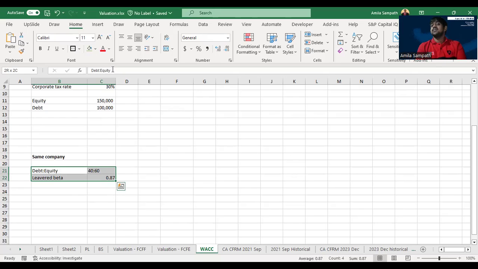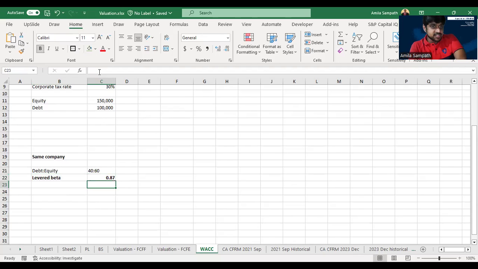Then let us assume our ABC PLC is a private limited company. If it is a private limited company, as I told you, we don't have a beta. We need to derive it based on the comparable listed company's beta. We have the comparable listed company beta of 0.85, and this is the levered beta. Levered beta means beta that is affected by financial leverage or the debt to equity ratio.